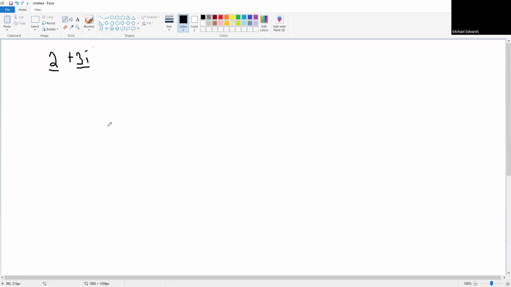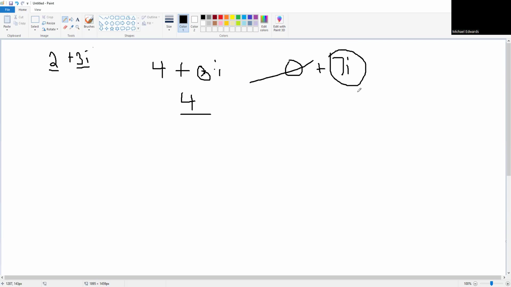So, having known that, if we write 4 plus 0i, the 0 times i is always 0, so it's left with just 4. This is a real solution. It's a real number. Alternatively, if we have 0 plus 7i, the 0 goes away because it's just 0, and you're left with 7i, which is an imaginary solution or imaginary number. So this is complex. This is a real number. This is an imaginary number.